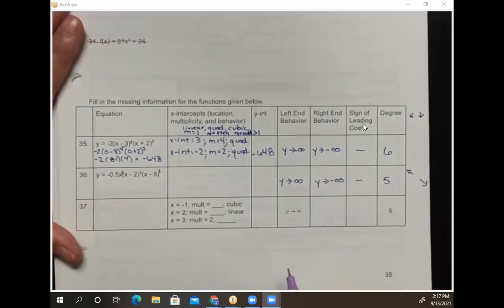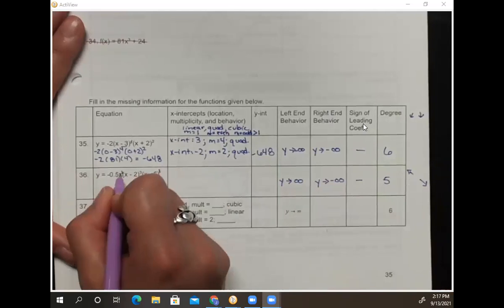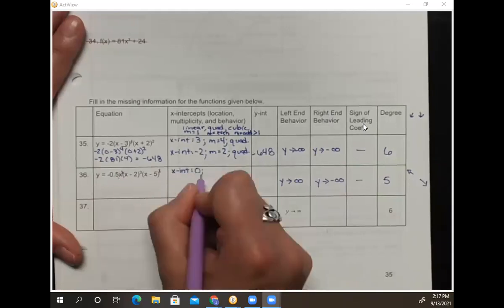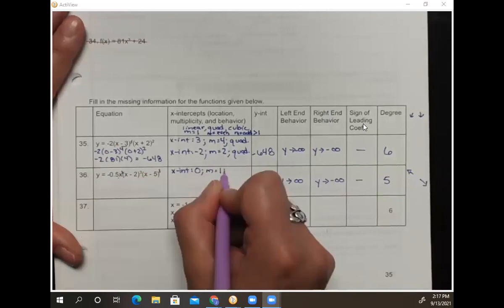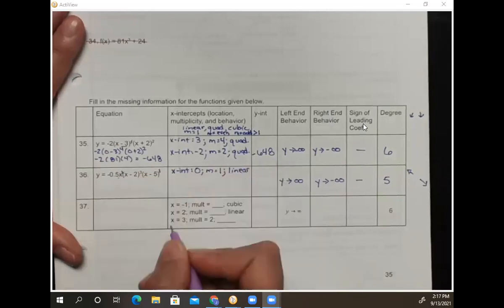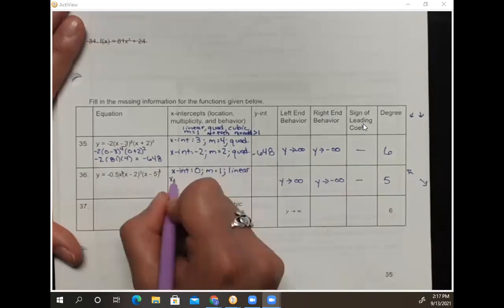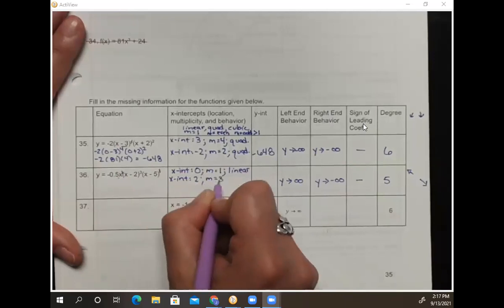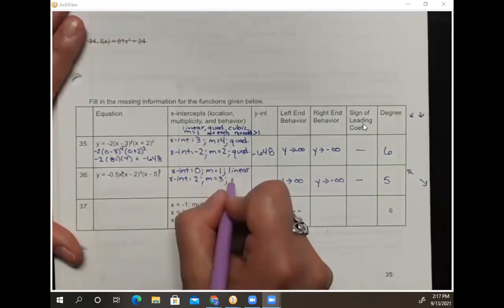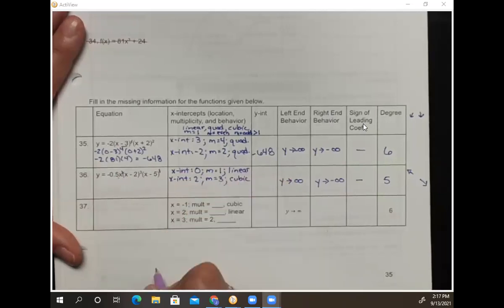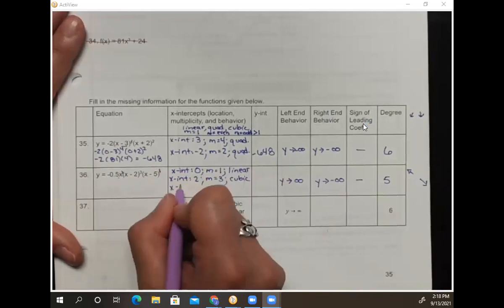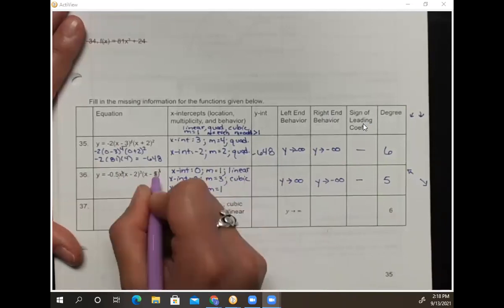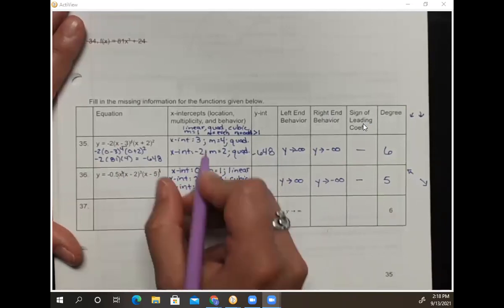Now let's take a look at our multiplicities. So here's x, here's my first factor of x. So I have an x-intercept at 0. Its multiplicity is 1. So that means it's going to have linear behavior. My next factor with an x is x minus 2. That means I have an x-intercept at +2. Its multiplicity is 3. 3 is an odd number bigger than 1, so this will be cubic behavior. And then finally, x minus 5 means I have an x-intercept at +5. Its multiplicity is a 1, since its exponent is 1, and a multiplicity of 1 means I've got linear behavior.